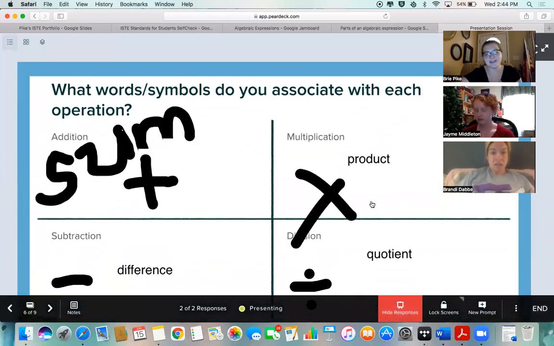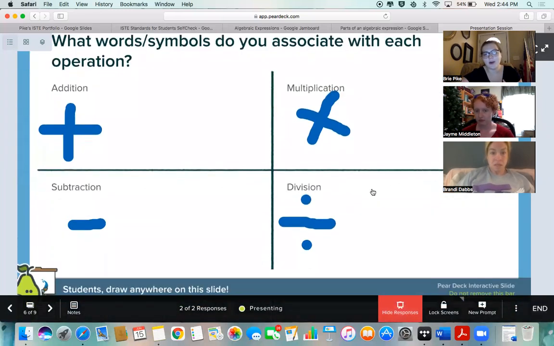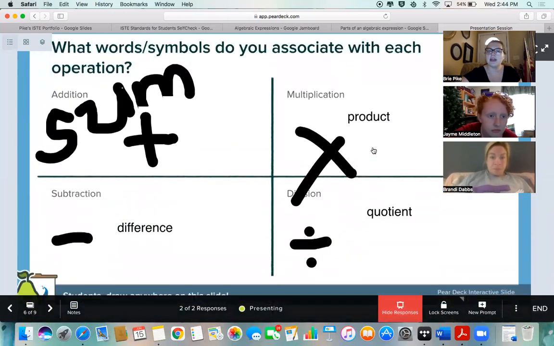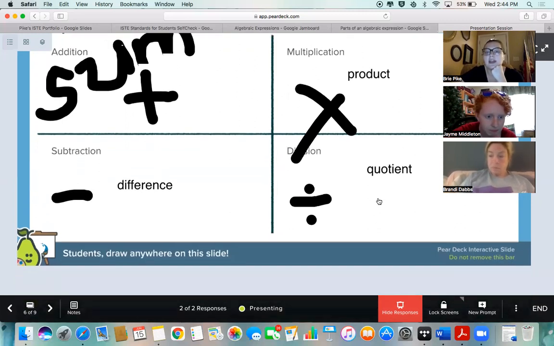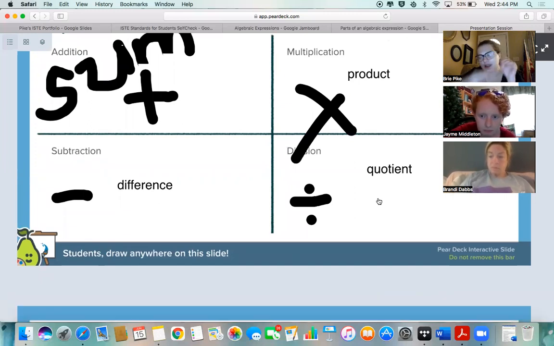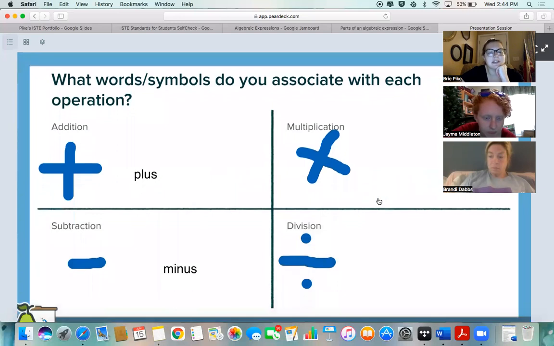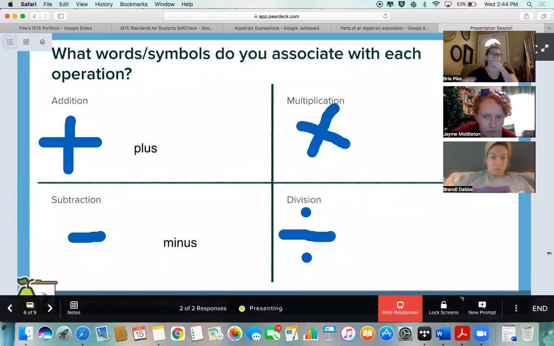Good job, Brandy. But so let's help Jamie out. Maybe we can help her come up with some different ones to add that you didn't add. So far we've got sum and our little addition sign, right? For subtraction, we've got difference and a subtraction sign. For multiplication, we've got product and an X. And for division, we have quotient and our dotted division sign. We don't always use that division sign anymore, right? What else do we use?